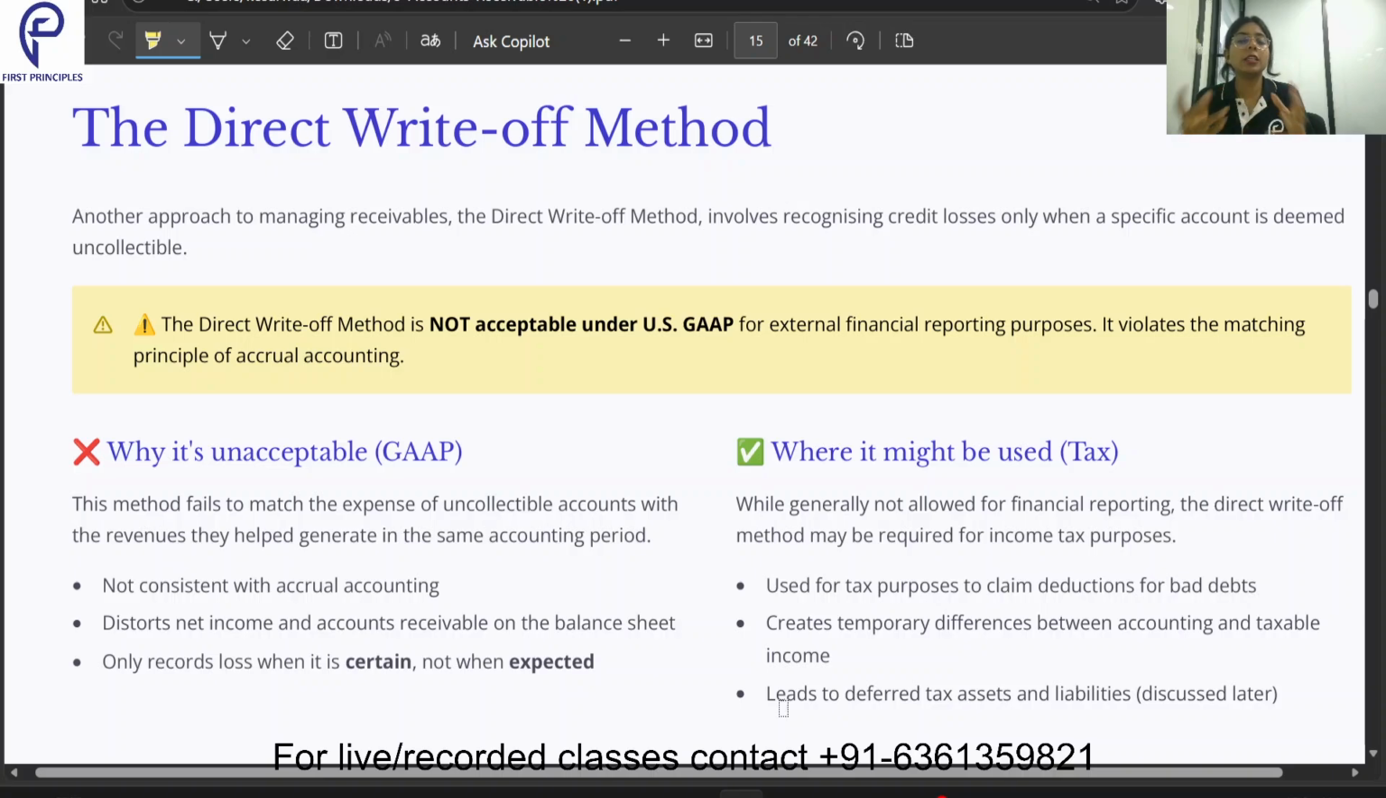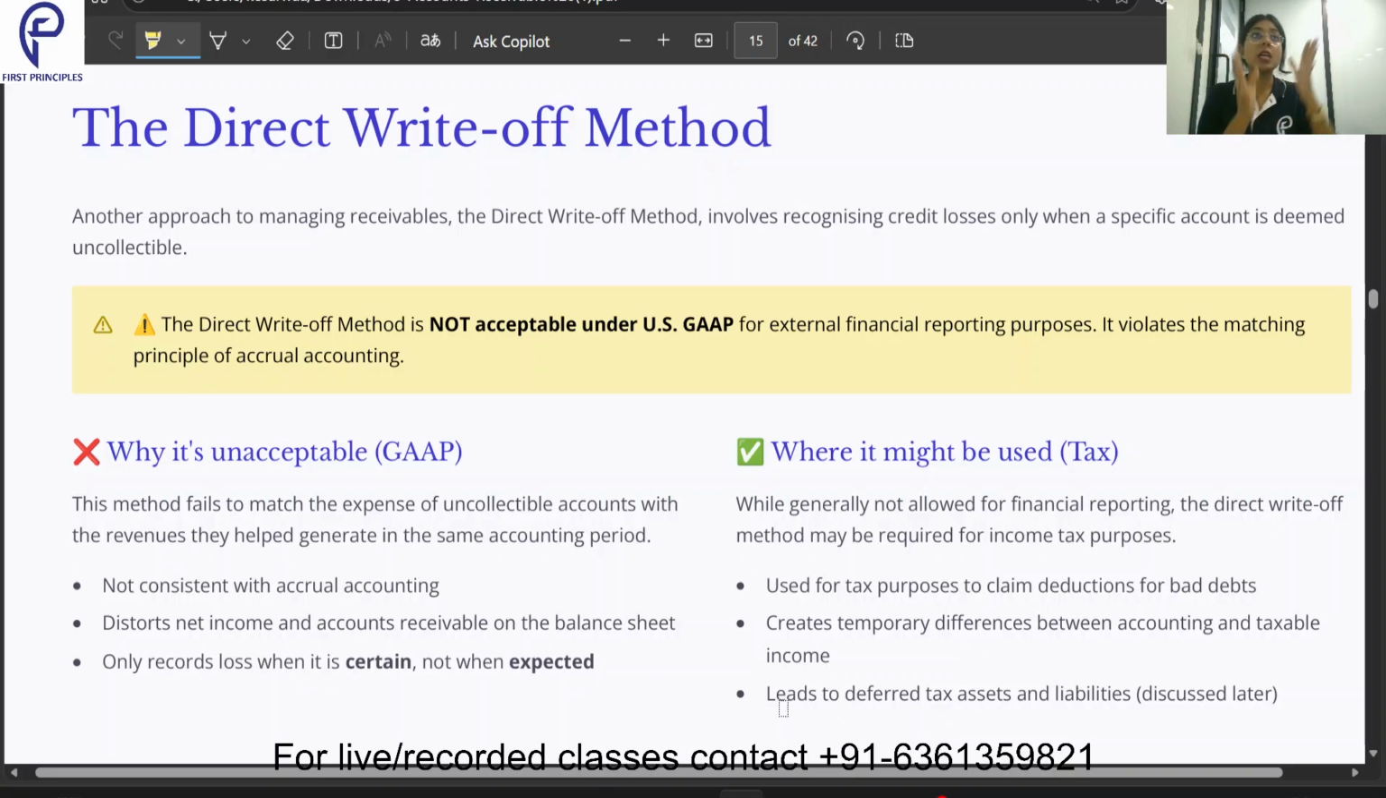But say in year 2 that customer defaulted. The customer says, I will not be able to pay off that 1 lakh rupees. That 1 lakh rupees I have recorded in my accounts receivable. Now in year 2 the customer is saying I'm not going to pay that particular amount. So what am I doing? I am directly recording it as a bad debt expense. I am scrapping it off from my balance sheet.